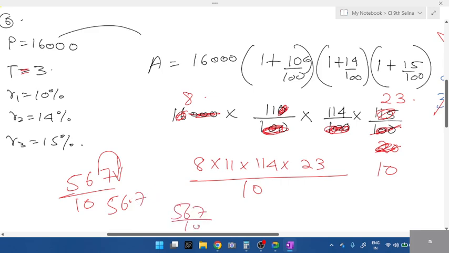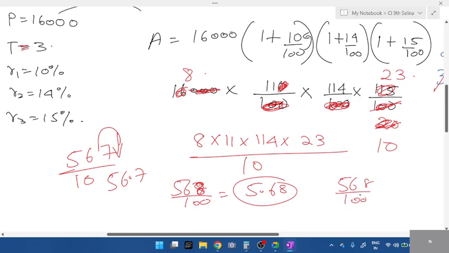567 divided by 100. If you divide by 100, what do you get? 5 point. Okay, let me write 568. What do you get? 5.68. Is this clear? In the same way, if I take 568 divided by 100, if I reduce using the 2 times table, 2 by 50, 2 by 2, 8, 4, which is easy, students?